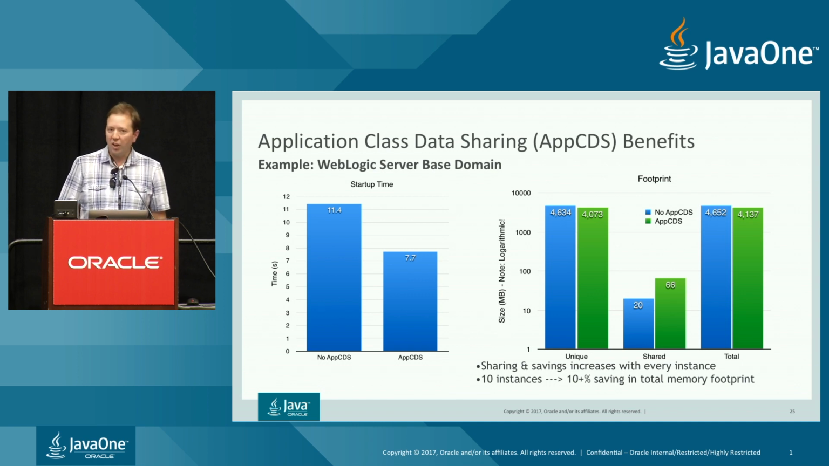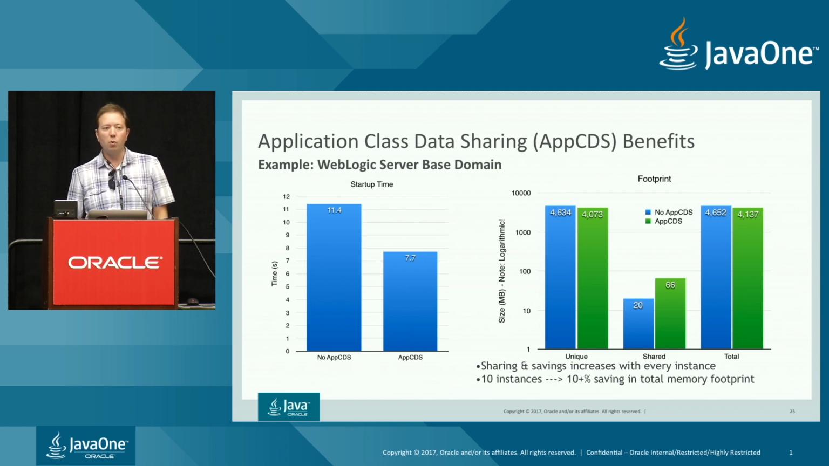And in this specific case, we're looking at WebLogic Server, base domain, and we can see that the improvement is ballpark 25-30%, something like that. This will clearly vary a bit on your application, but I think we've seen that typically you'll see this ballpark number, 25-30% on startup time. So it's pretty significant. And the other aspect of this is footprint.